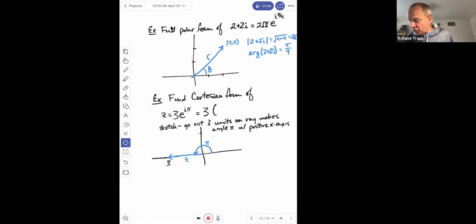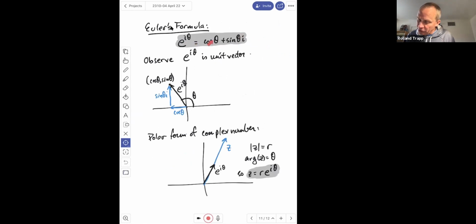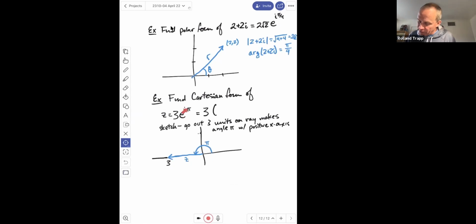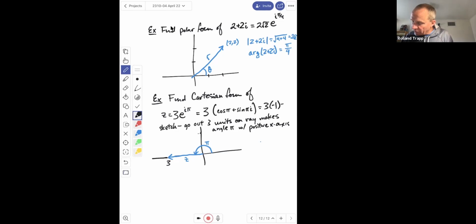Hopefully you realize that this has to be a real number, and it's got to be 3 units to the left of the origin. So it better be -3, right? When all is said and done. And in order to see it, we're just going to plug it into Euler's formula, the exponential. So this is 3 times the cosine of pi plus the sine of pi times i. But the cosine of pi is -1, the sine of pi is 0. So this is -3.